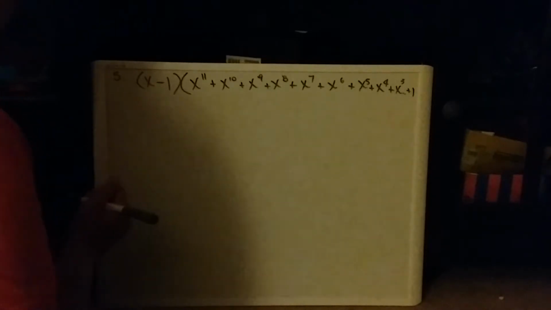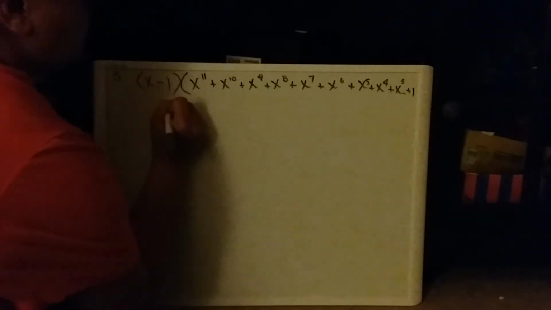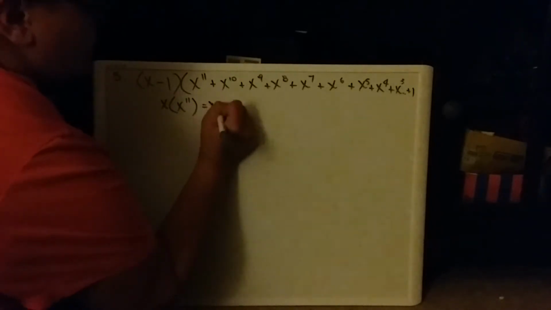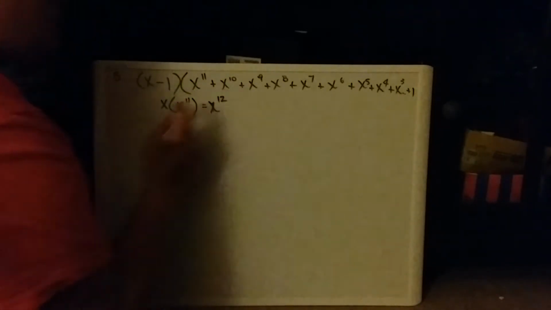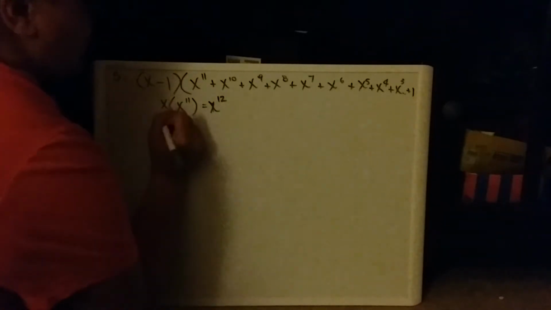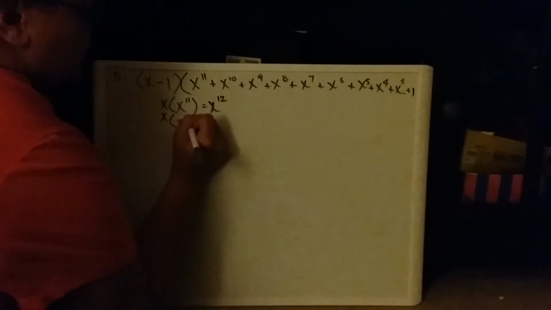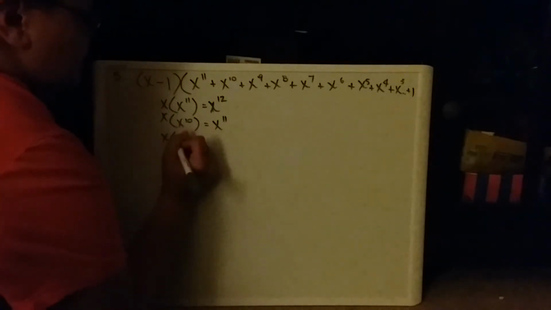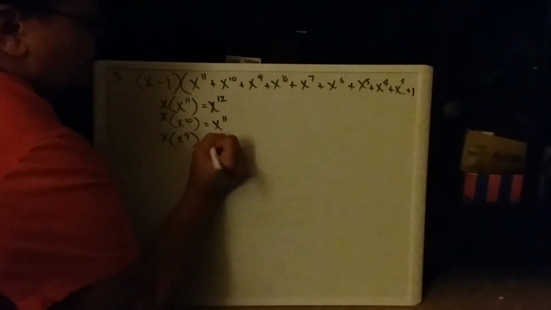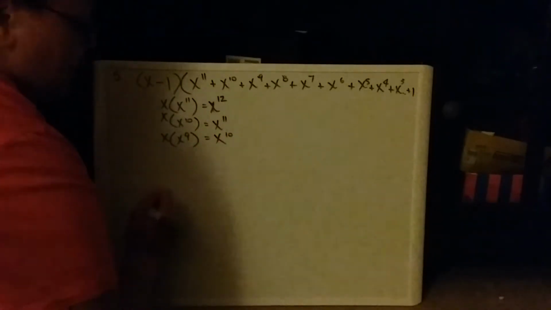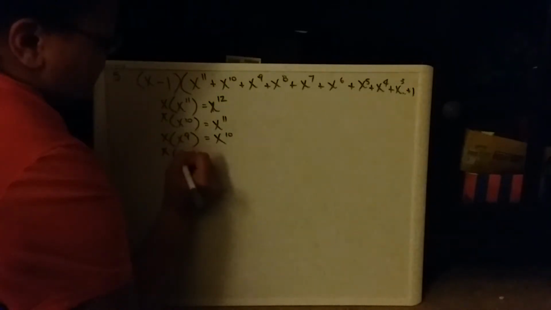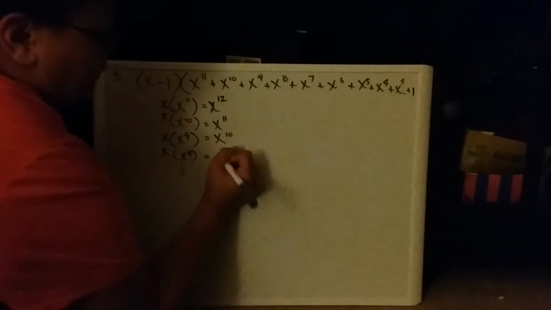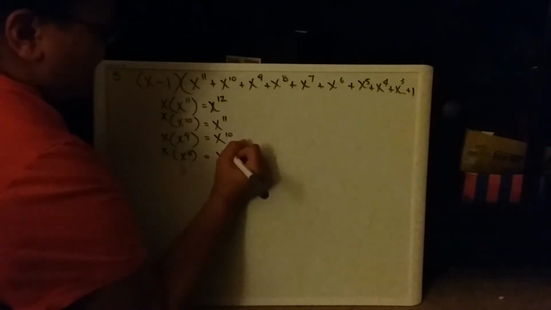Start with x times x to the 11th. That's going to be x to the 12th, because it's 11 plus 1. You're going to do x times x to the 10th, that's going to be x to the 11th. x times x to the 9th, that's going to be x to the 10th. x times x to the 8th, and I might run out of room. That's when I'll start doing the dots.